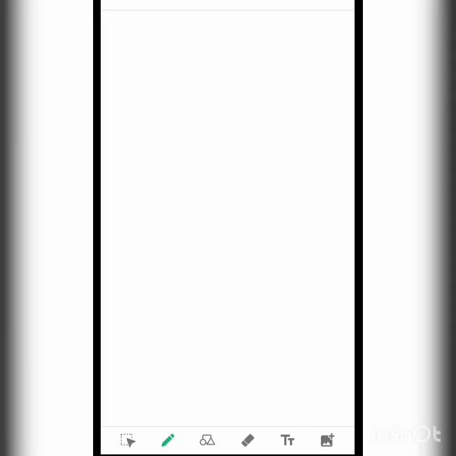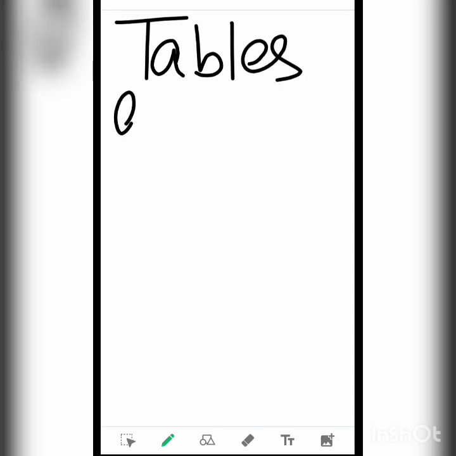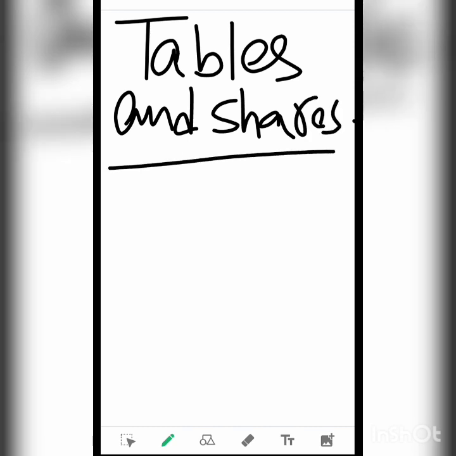Now, students, today we will be revising two chapters again. One is tables and shares, and the other is chunk seller. We will begin with tables and shares. So, as you know, tables means multiplication and shares means division. Let us begin today's first sum. These are all word problems that we are going to do.